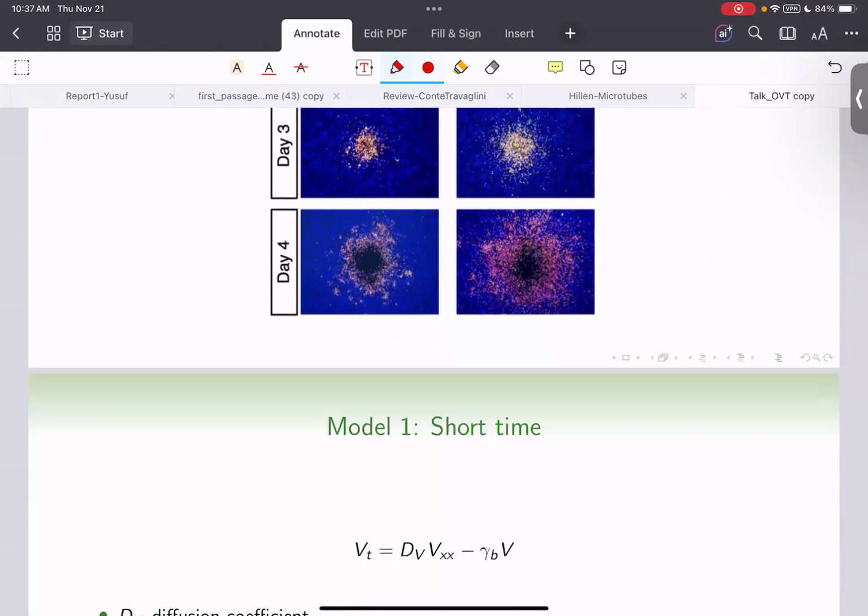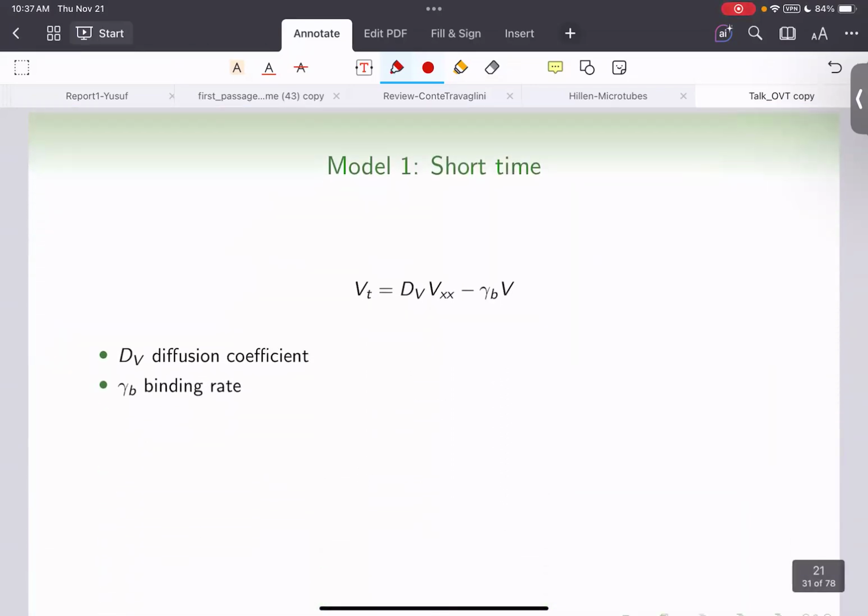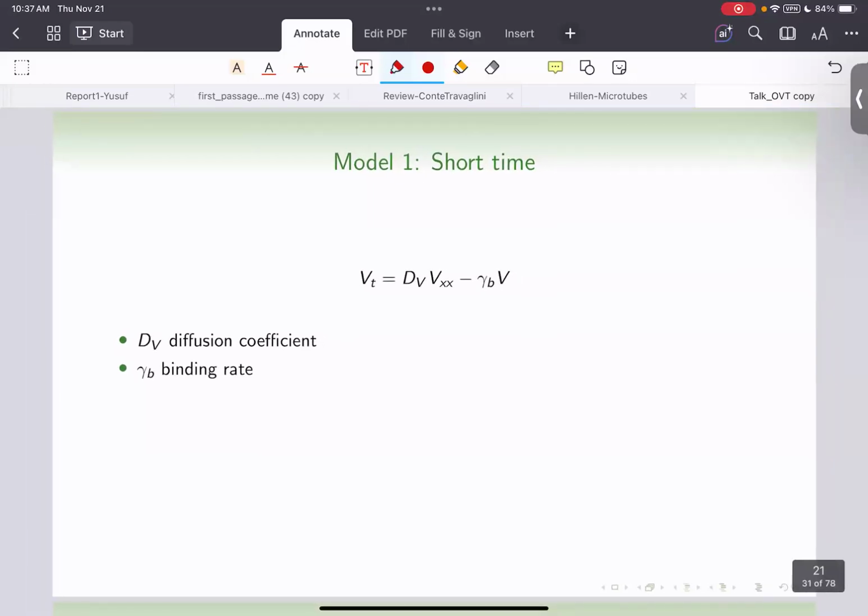So then we changed our strategy and we first looked at the data, which actually is usually a good idea, and then tried to find the minimal model that is needed to describe those data. And this led us to look at two timescales, a short timescale and a longer timescale. The short timescale is less than 16 hours, because a virus infection cycle takes about 16 hours.